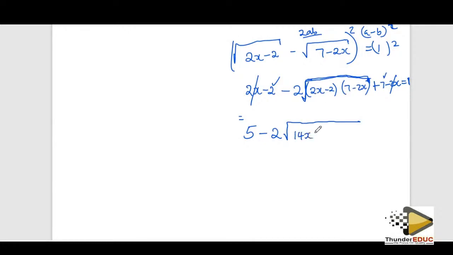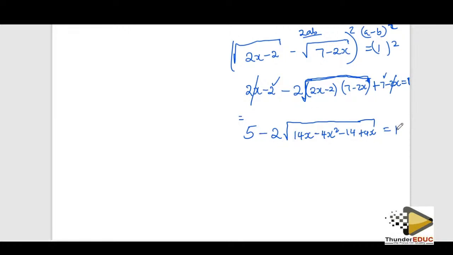I'm going to have 14x. This and that, I'll have minus 4x squared. That and that is minus 14. This and this is plus 4x is equal to 1. Okay. And then what do I need?